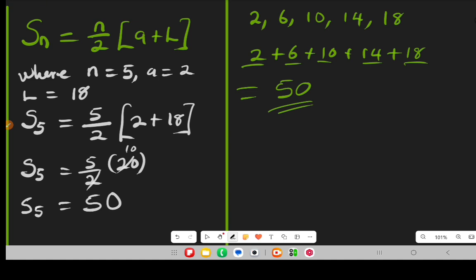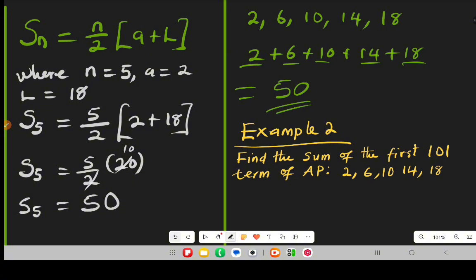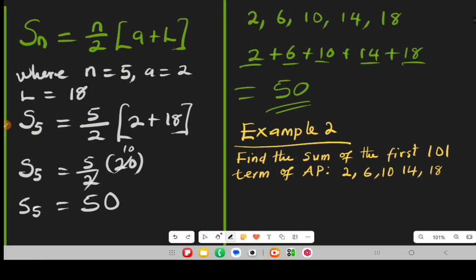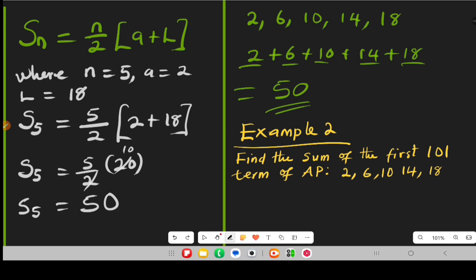Now we take another example using the same sequence. Example 2 is similar to example 1. We have the same sequence, but the only difference is that we are going to find the first 101 terms of the AP. This is where the formula becomes very, very important, because we cannot list all the 101 terms to add them together. Then we use the formula.